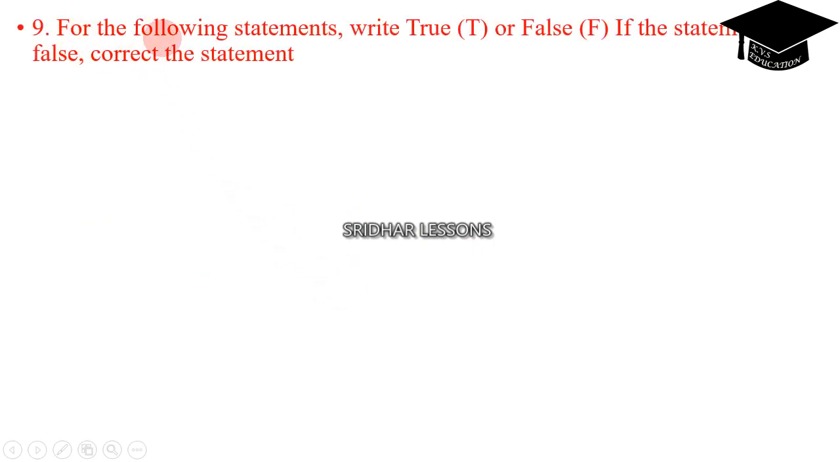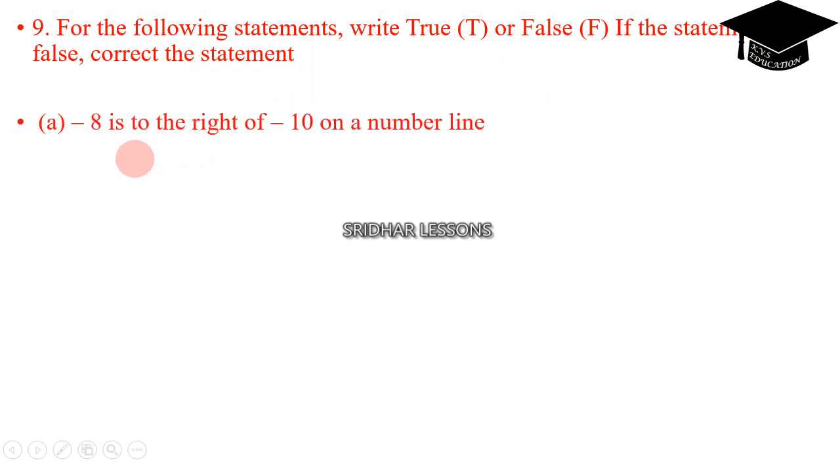Question number 9. For the following statements, write true or false. If the statement is false, we have to correct the statement. Minus 8 is to the right side of minus 10 on the number line. It is true. Why? Because minus 8 is a bigger value than minus 10. Minus 8 is greater than minus 10. So it is on the right side of minus 10 on the number line.